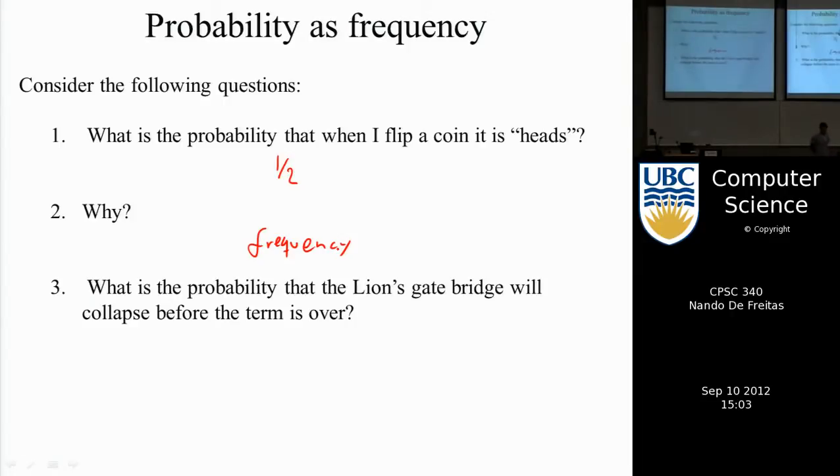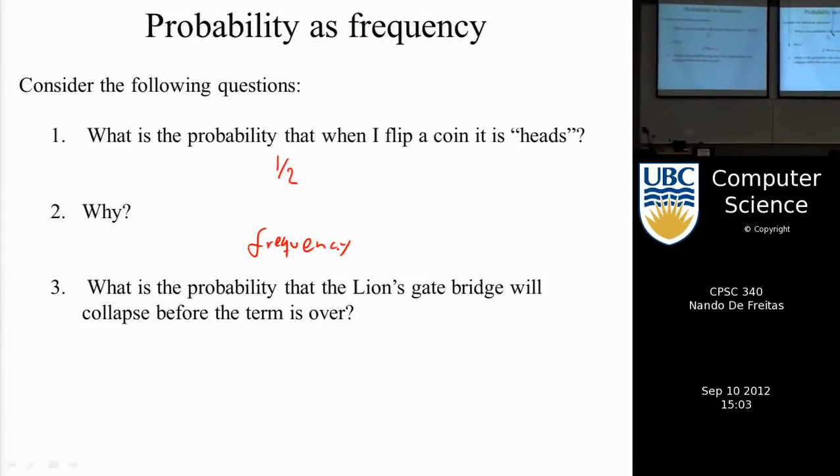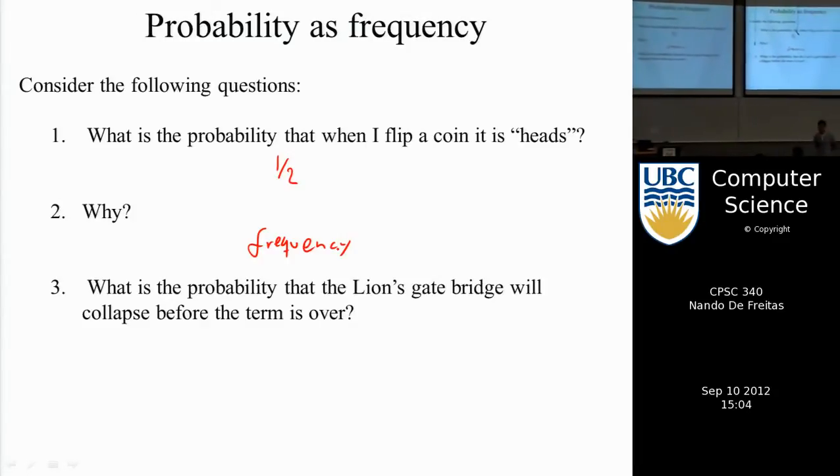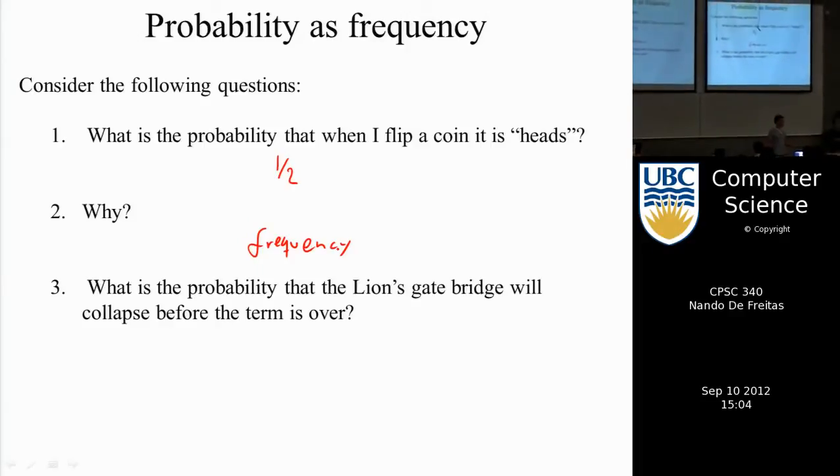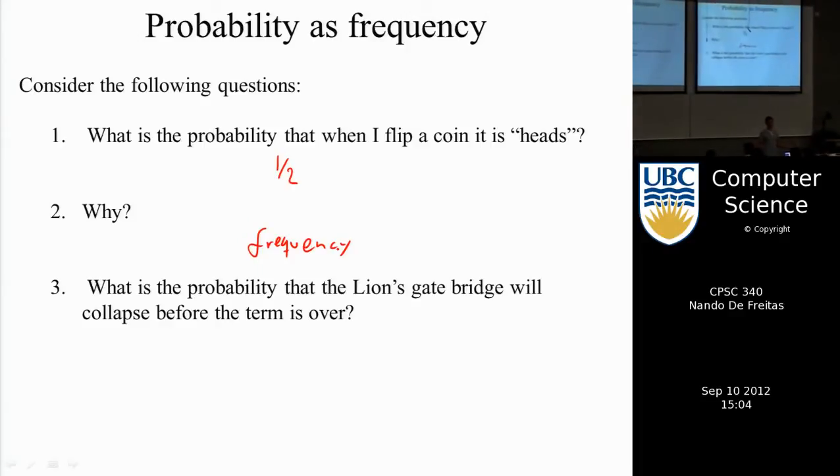What's the probability that the Lionsgate Bridge will collapse before the end of the term? I don't have that information. I don't know, it hasn't happened before, so we just can't deal with this. Does not compute. Look at other bridges and calculate their history. No, for real, guys. What's the chances that that bridge will collapse before the end of this term?